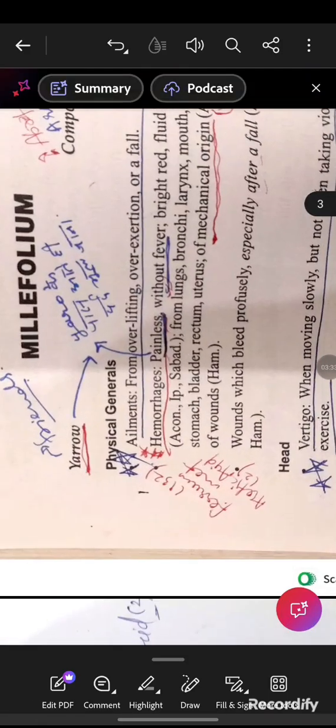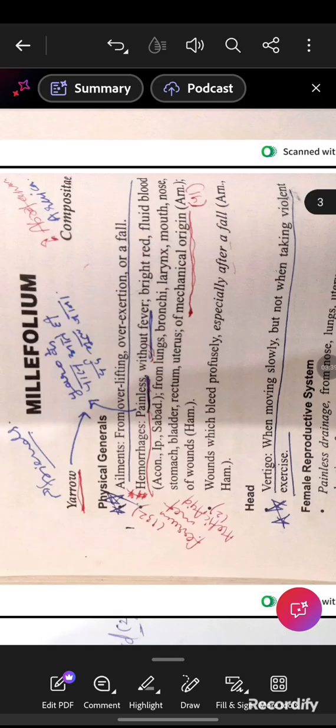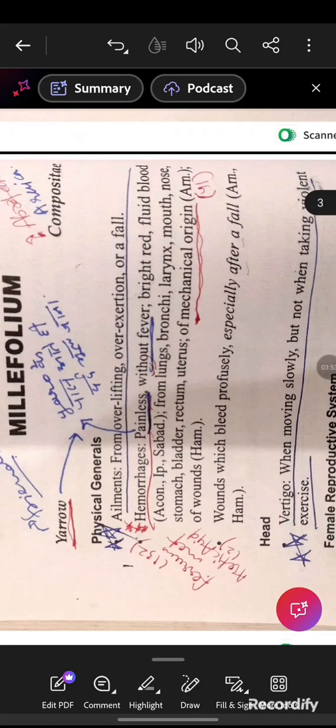Millifolium, yes. The common name of millifolium is yarrow. Yarrow in Punjabi, like friends. So hemorrhage is painless. It means yarrow के पास जाते ही दर्द भूल जाना. Okay, hemorrhage without fever and painless. And hemorrhage is bright red color. In hemorrhage, fluid blood.